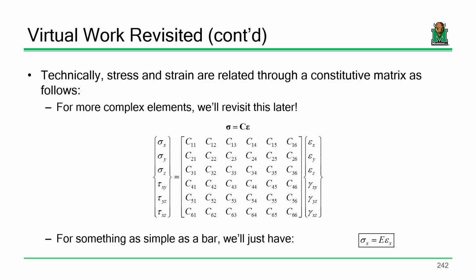Keep in mind, we're talking about a bar right now, so the only thing we have to worry about is stress equals Young's modulus times strain. That's it. Make sense? While for any proposed body it would be a 6x6 matrix, we're only talking about an element that has one stress component and one resulting strain component that we care about. That's why all we have is that 1x1 matrix here, which is E. Make sense?